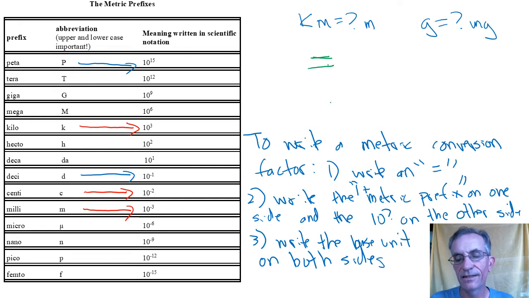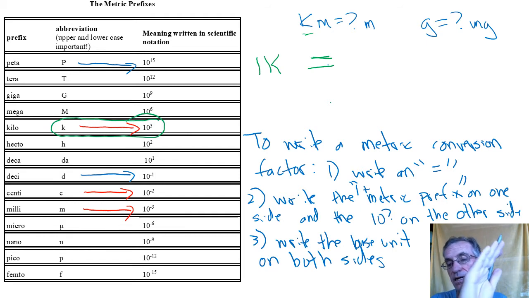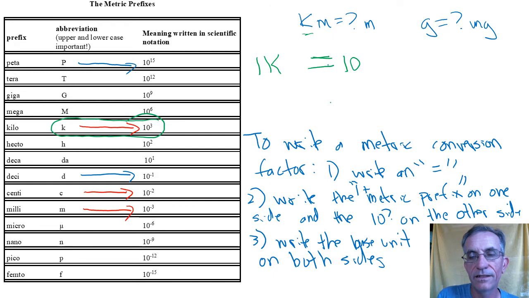Then you write 1 and the metric prefix on one side. So for kilometers to meters, which one's the metric prefix? The first letter, kilo. So I'm going to write 1K on one side, and I'm going to write what K means on the other side. K means 10 to the 3. So the letter always goes on one side, and the number it means goes on the opposite side. Letter K, its meaning on the other side, 10 to the 3.